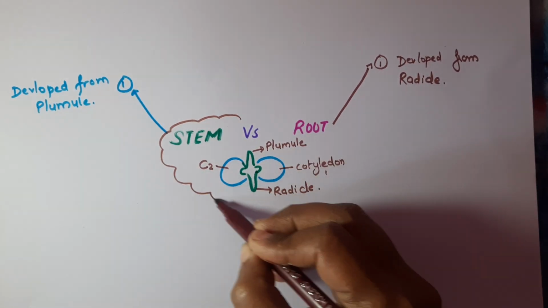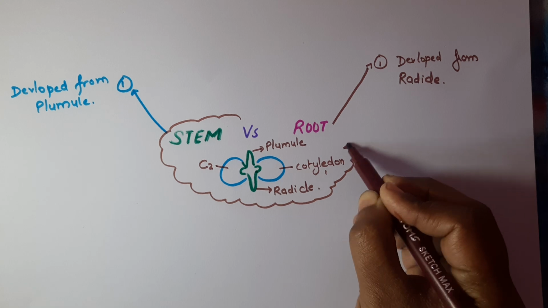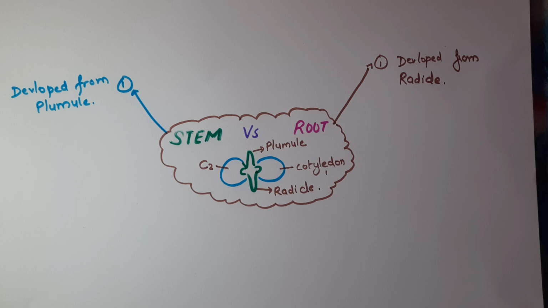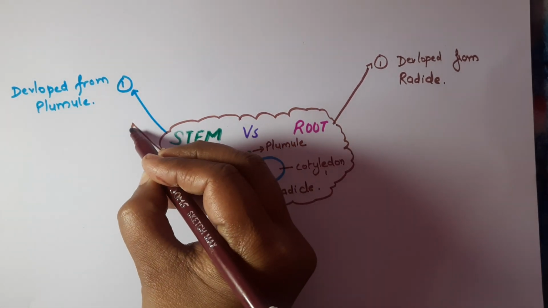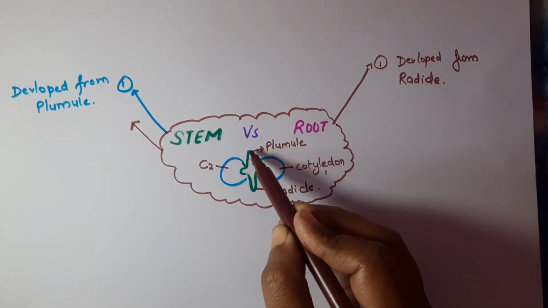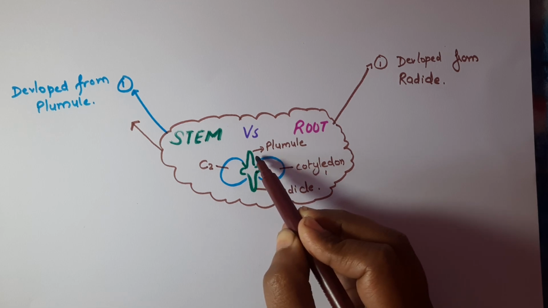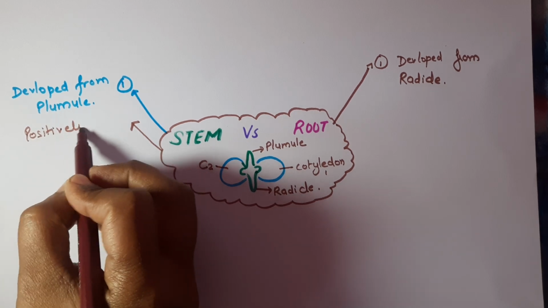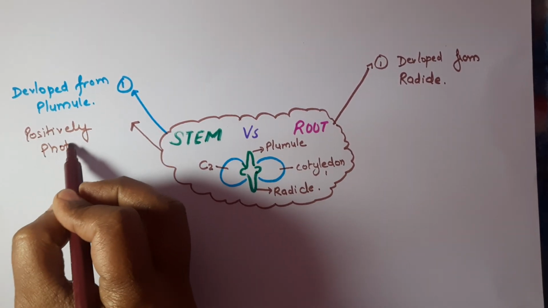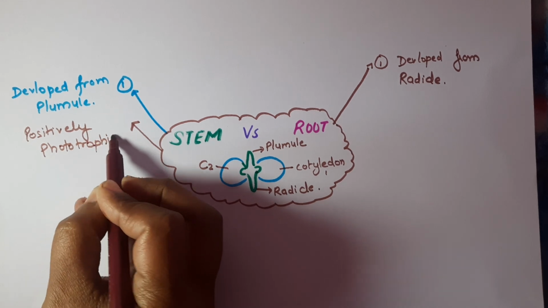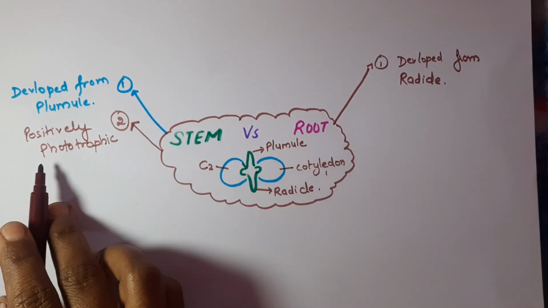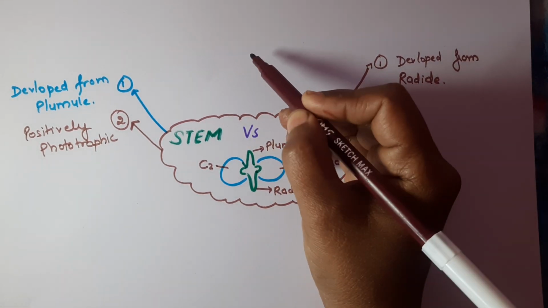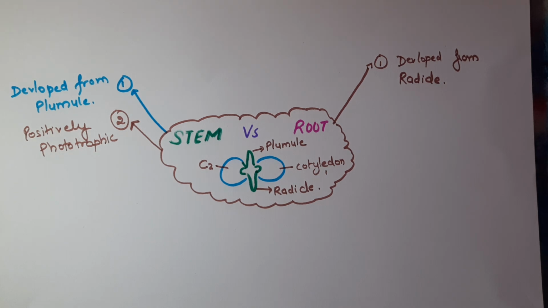I will just make a cloud kind of structure so that it is easier for you to remember the point-wise differences. Now the second difference between the two is that the stem, which as we have discussed is formed from the plumule, is positively phototropic. And what is positively phototropic? It means that it likes the light, so it will grow in the direction of the light. The light is in the surrounding environment.